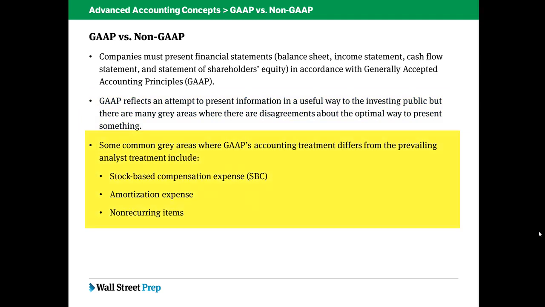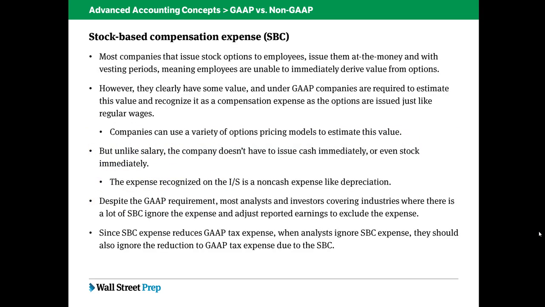Some of those common gray areas where GAAP's accounting treatment is different from the prevailing analyst treatment include the treatment or presentation of stock-based compensation expense, amortization expense, and most interestingly, non-recurring items. We're going to start with stock-based compensation expense.